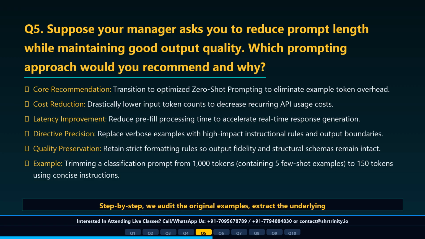Step by step, we audit the original examples, extract the underlying rules they were demonstrating, write those rules as clear affirmative directives, and test output accuracy against a benchmark dataset. In an interview, framing your answer around key production metrics, such as latency, token economics, and API cost reduction, demonstrates an engineering mindset that prioritizes real-world business impact.